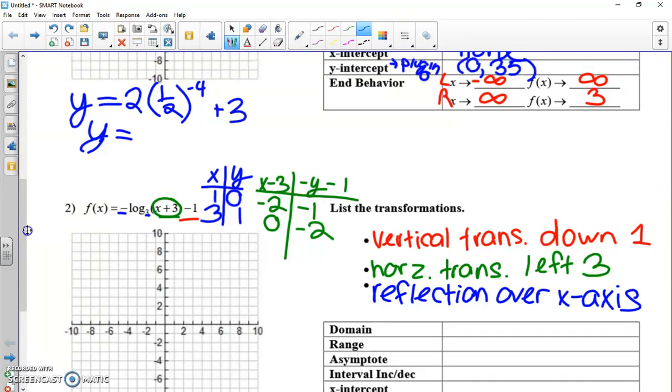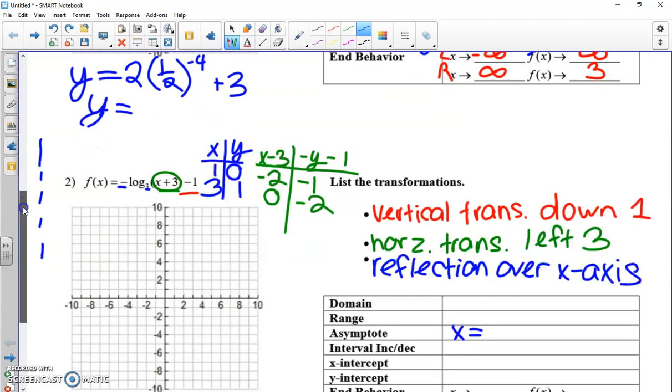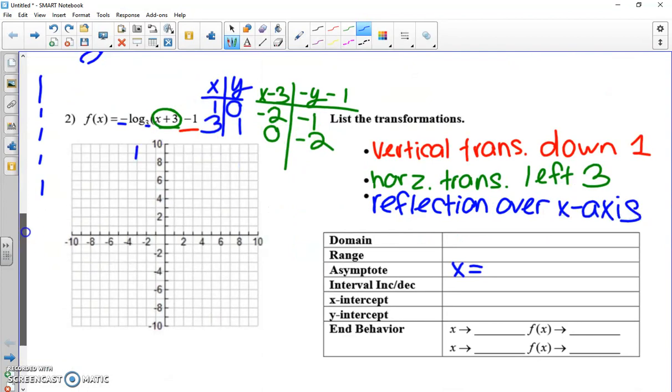And then remember, for log, if we start with log with an L, it has a vertical asymptote. And vertical lines are going to be x equals, and they're going to move to the left or to the right. And in this case, we've moved to the left. So we're going to move to the left 3. That's where we moved, left 3. All right, and then we're going to plot these points.